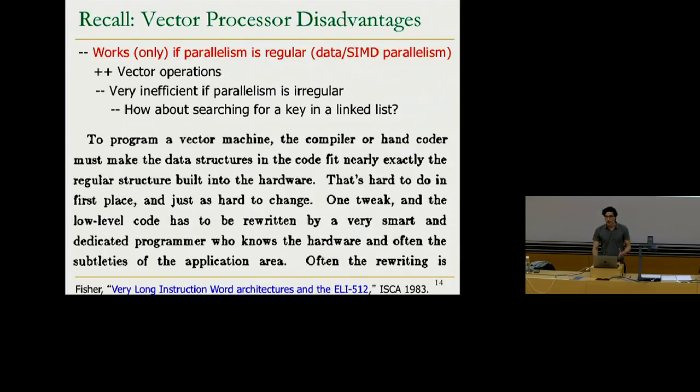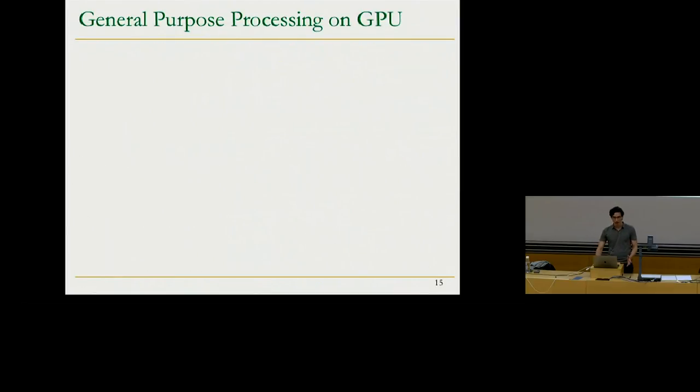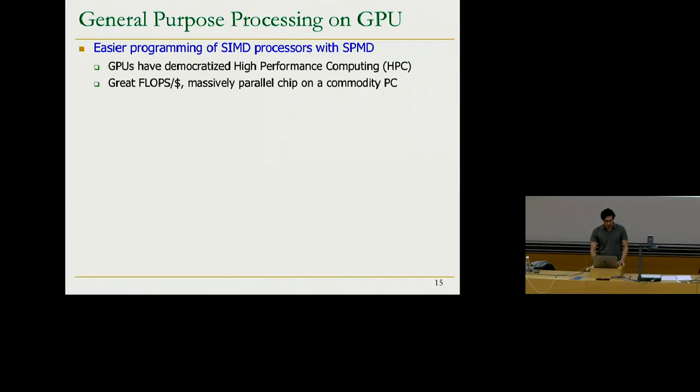Luckily, with the SPMD, the single program multiple data programming paradigm that we introduced yesterday, now it is much easier to program these SIMD processors that nowadays are called GPUs. This is probably the main reason why we can say that the GPUs have democratized high-performance computing, because now the amount of computing power that they have is, let's say, accessible to many more programmers and many more developers.